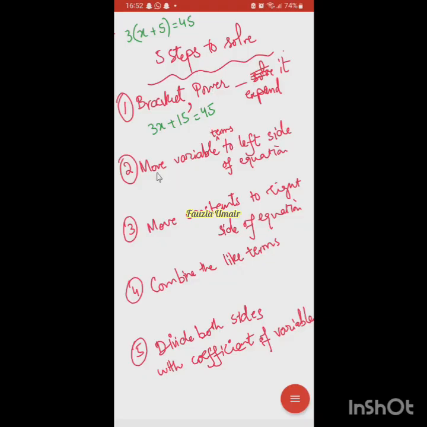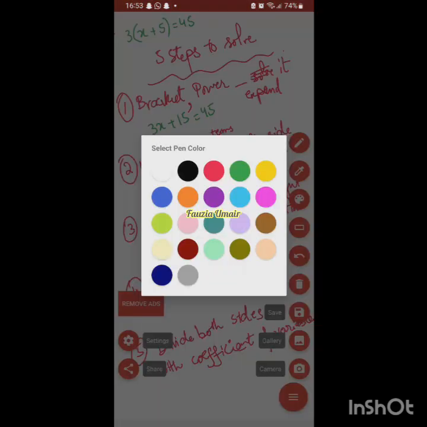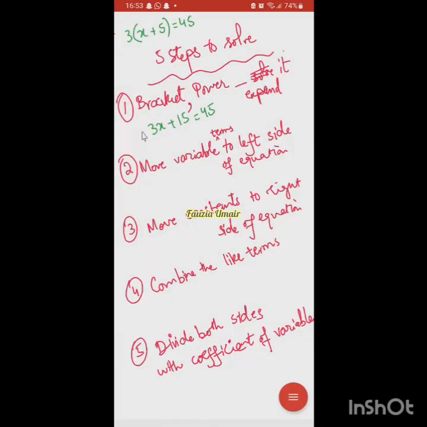Okay. Now we need to move the variable term to the left side. This is the only variable term. Let me highlight it for you. How many terms are there in this equation? There are 3 terms: 3x, plus 15, and plus 45. One is the variable term, two are the constant terms, right?